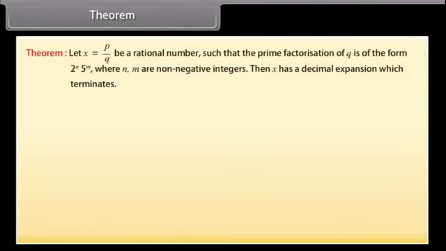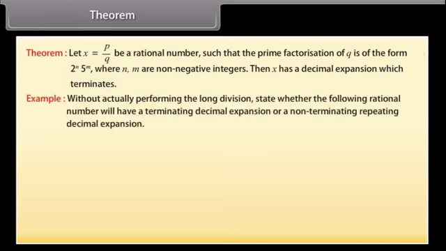Theorem. Let x equal p upon q be a rational number such that the prime factorization of q is of the form 2 raised to the power n, 5 raised to the power m, where n, m are non-negative integers. Then x has a decimal expansion which terminates.